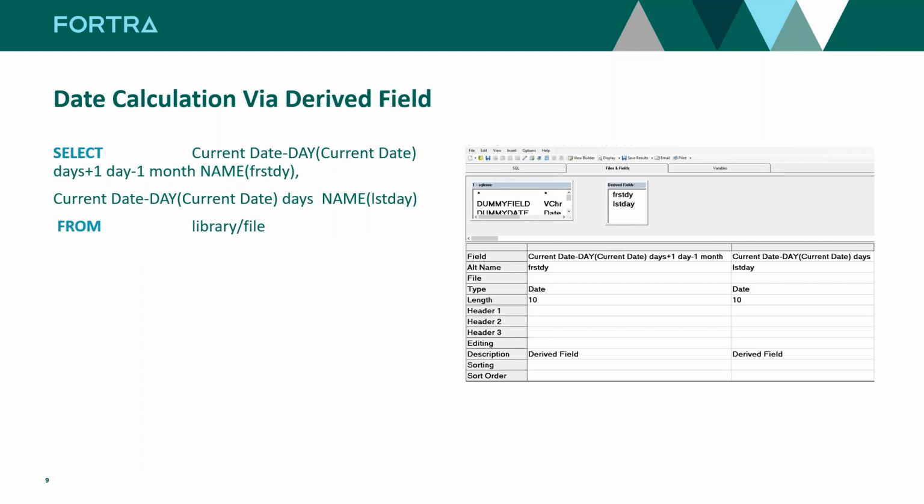Next, please. On the left, I have my select clause. In this example, we'll discuss how to use the date calculation via a derived field. So on the left, I have my select clause, which contains the date calculation for the first and last day of the previous month. On the right, I have my Files and Fields tab, which contain the derived fields with the two calculations. You can enter these calculations by right-clicking on the field and selecting Expression Editor. Next, please.